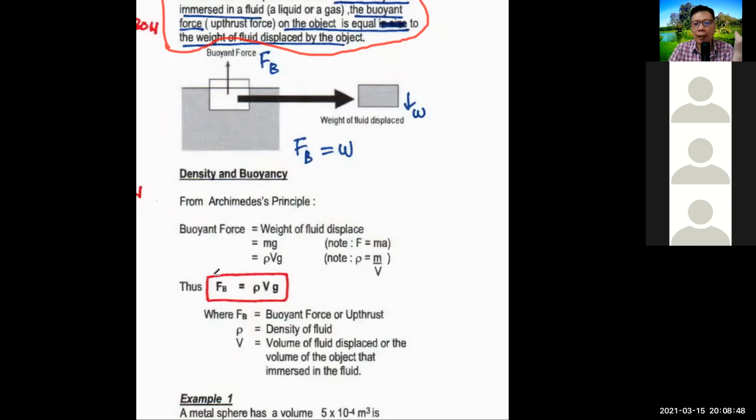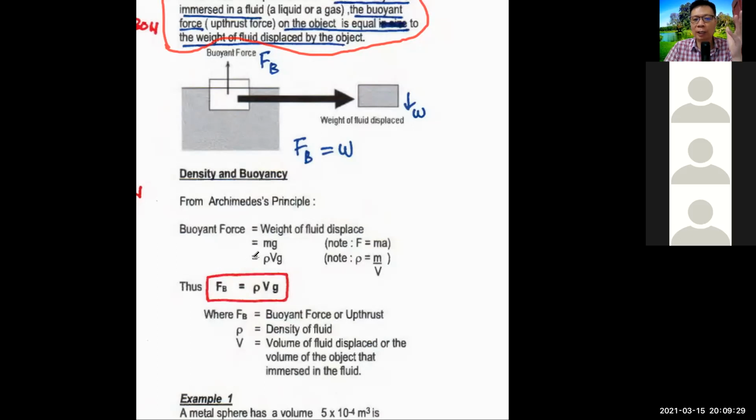This means how big or how small the buoyant force is depends on the density of the water being displaced. This must be the density of the liquid or fluid being displaced. You cannot simply put any density inside here. Same thing goes to the volume. Buoyant force comes from the liquid displaced, so it must be the volume of the liquid displaced. And last, of course, is gravity.